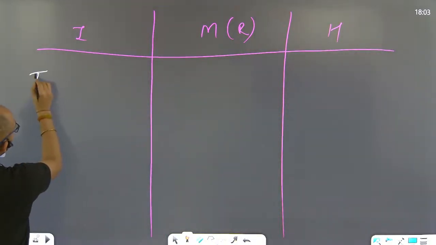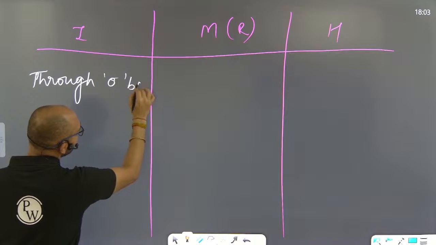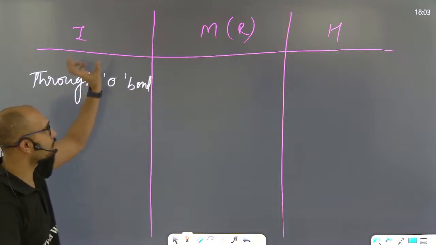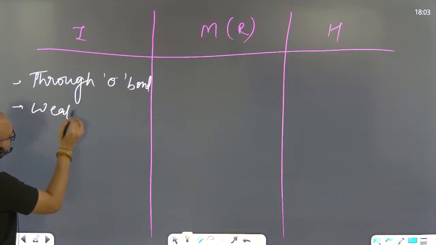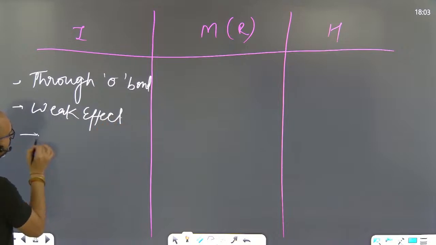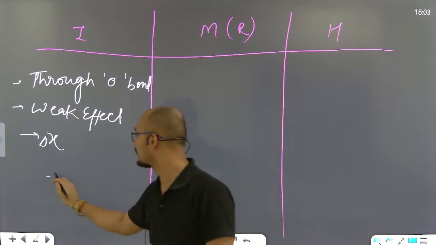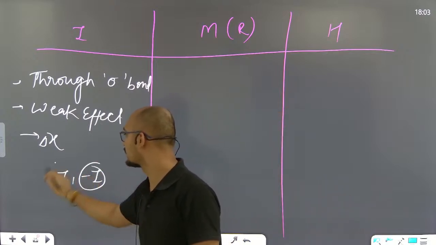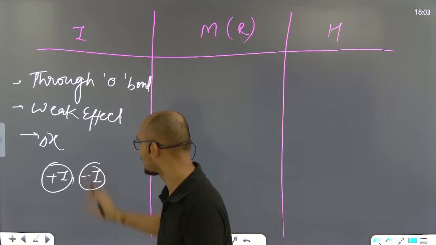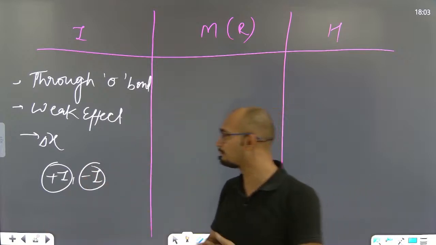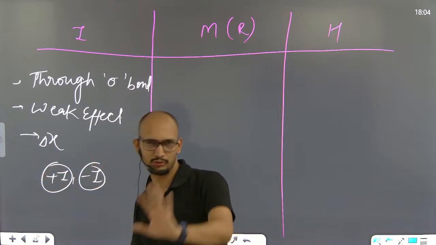The inductive effect happens through a sigma bond. Here electron delocalization takes place through the sigma bond. It is a weak effect, due to electronegativity difference. There may be two types: plus I and minus I. Plus I is when it gives electrons to the carbon ring or carbon chain, while minus I is when it takes electrons from the carbon ring or carbon chain. Why is it taking? Because of more electronegativity. Why is it giving? Because of less electronegativity. Not a big deal, easy one.